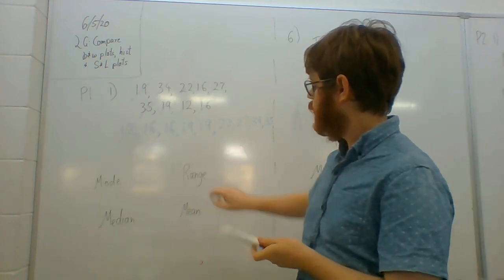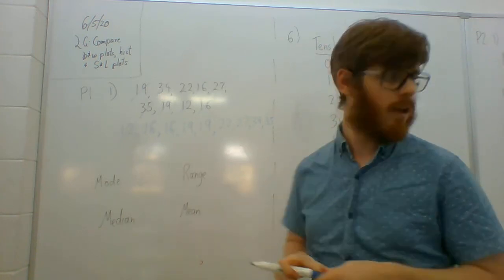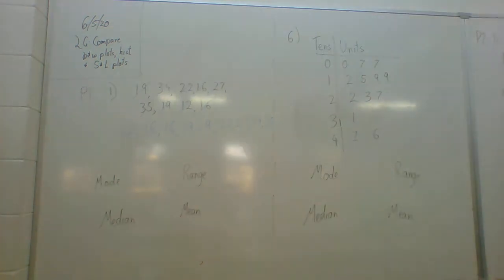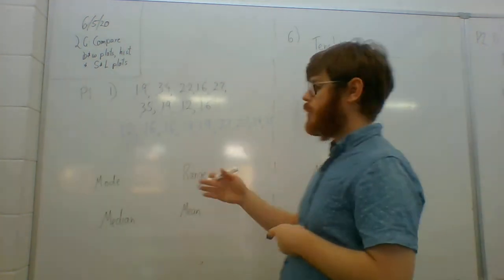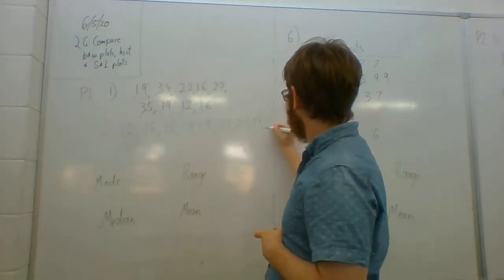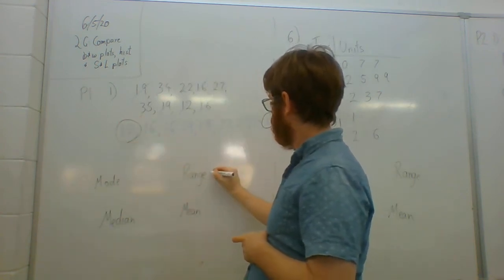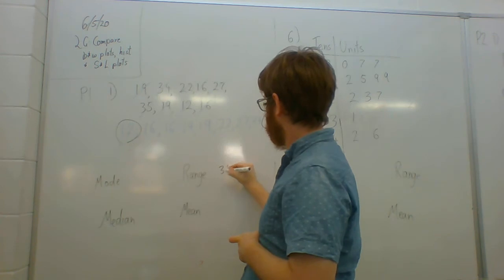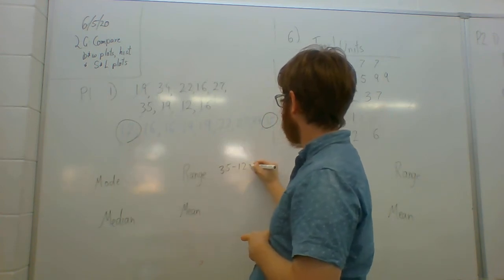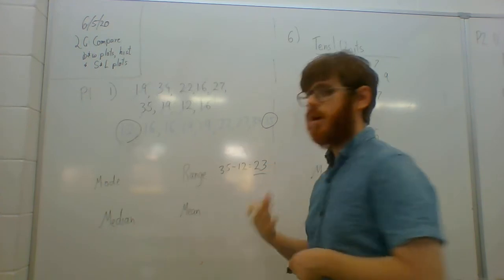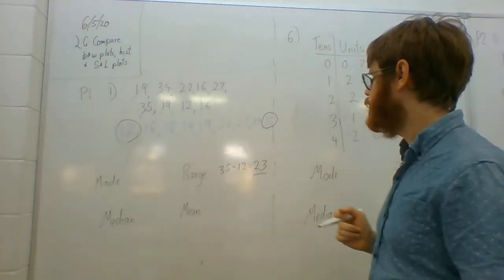First thing we need to do, nice and easy, is the range. I might change over to black because that blue isn't really showing up. The range is our largest number minus our smallest number. So 35 minus 12 is 23. So our range is 23, nice and easy.